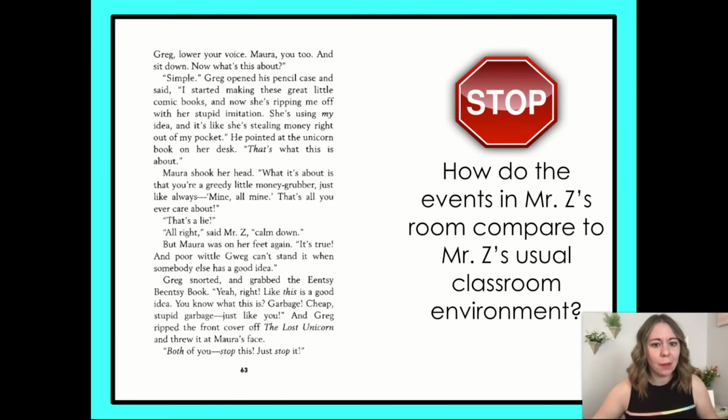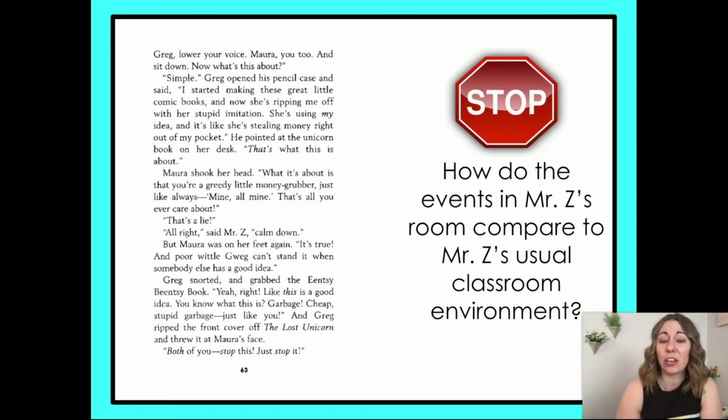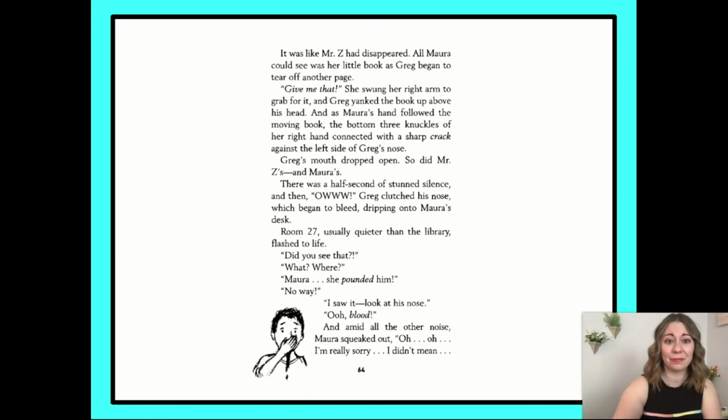"Both of you, stop this. Just stop it." So let's pause for a second. How are these events in Mr. Z's room comparing to Mr. Z's usual classroom environment? So stop and think. How did they say Mr. Z's classroom normally is? What is the setting normally like? And so this is very opposite of normal because normally it's a very calm environment, and right now it is not calm at all. And Mr. Z, notice he keeps saying, "calm down," because that's what his normal classroom environment normally is like.